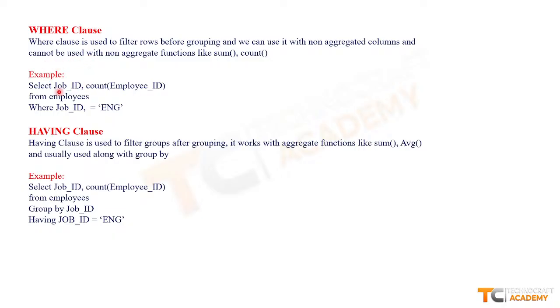Okay, so you can see the example here. Here we are applying a job ID equal to engineering, and this is before group by. Before the group by function we are applying this condition. But if you want to apply some condition after grouping, then you have to use having job ID. Okay, let's try out this example.